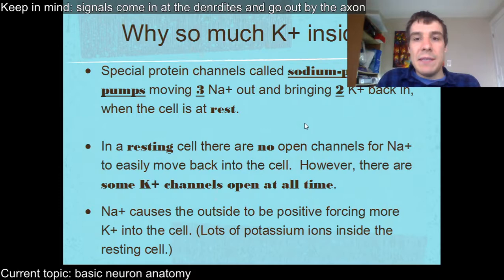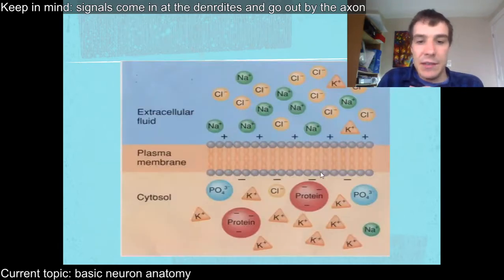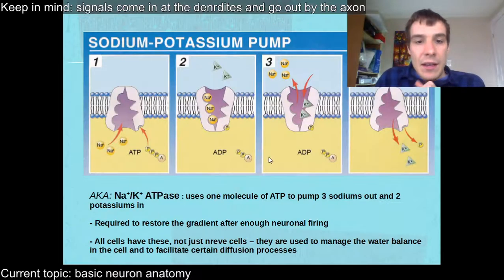Why is there so much potassium on the inside, and why is there so much sodium on the outside? There's a pump. It's called the sodium-potassium pump. It moves sodium out and potassium in. But the potassium can always move kind of by itself. And the sodium on the outside makes it be positive, so the potassium floods in. So you see that there. And here's the pump. Here's the sodium-potassium pump.